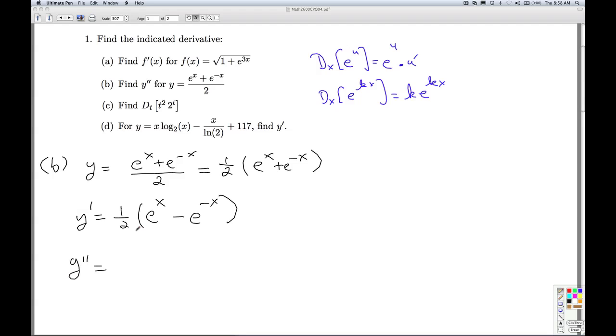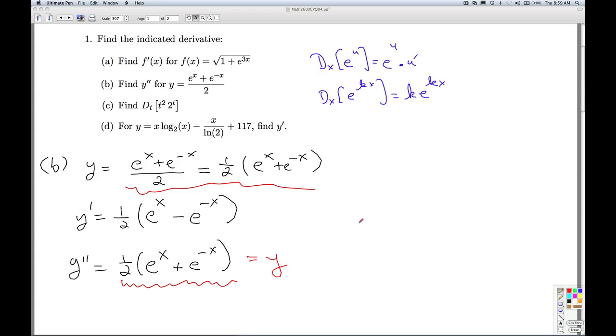Now for the second derivative, once again, the 1/2 goes along for the ride. The derivative of e to the x, once again, is e to the x. The derivative of e to the negative x, once again, is going to be negative 1 times e to the negative x. But since I have that subtraction out front, the two negatives are going to cancel, and I get this. And the observant reader or watcher or viewer will notice that this is exactly the same formula I had for y. So here's an example of a non-trivial function which, after two derivatives, comes back to itself. That'll do it for part B.